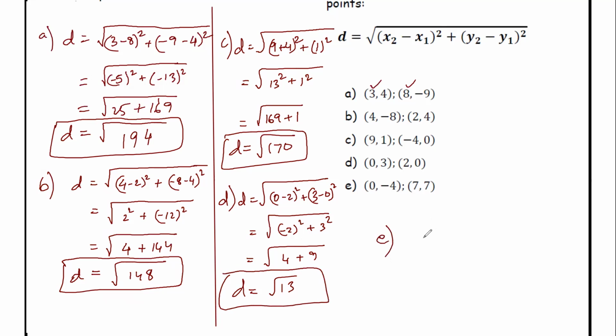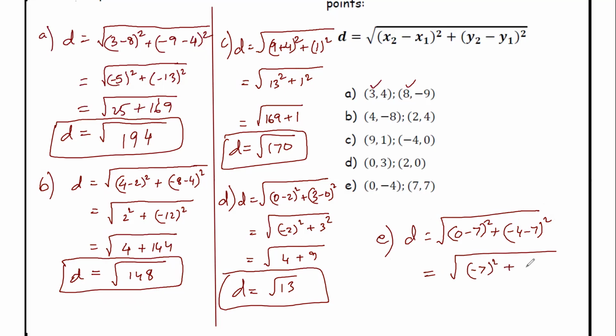And finally, E. D is the distance, 0 minus 7, the whole thing squared, plus minus 4 minus 7, the whole thing squared. So that's negative 7, the whole thing squared, plus negative 11, the whole thing squared. So that's root of 49 plus 121, which is root of 170. So none of them was a perfect square, else we would have got an integer, as the square root of a perfect square is always an integer.